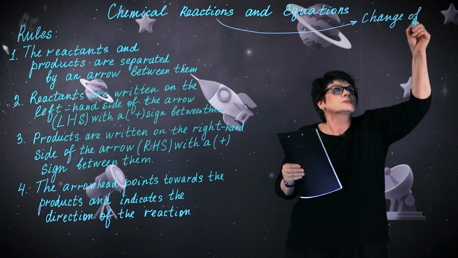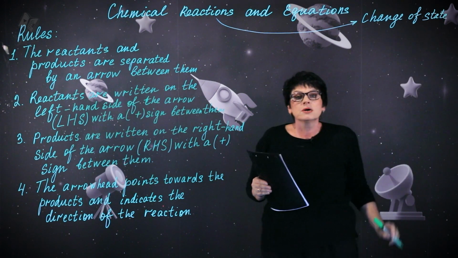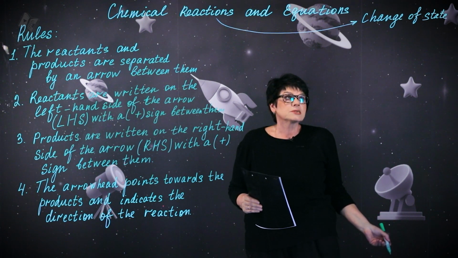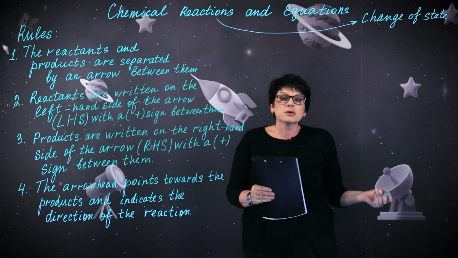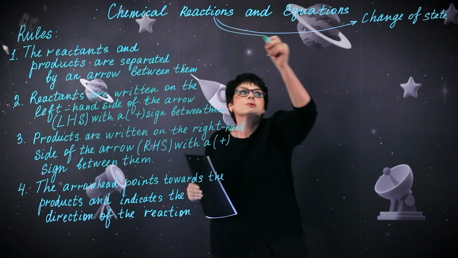The first might be a modification in aggregate state, which can take place during a reaction. The second thing might be a modification, for instance, of color.